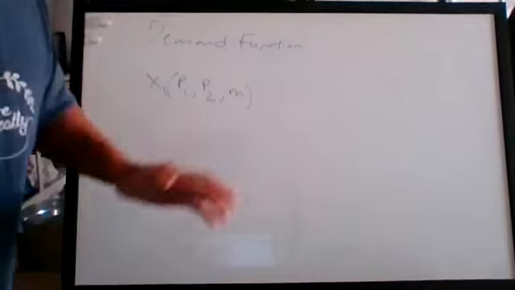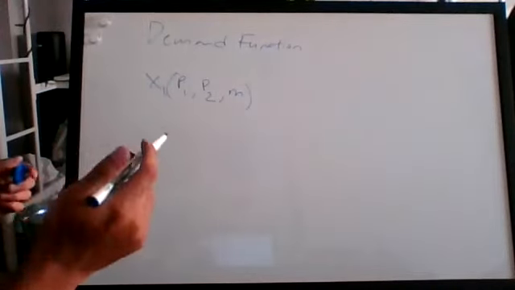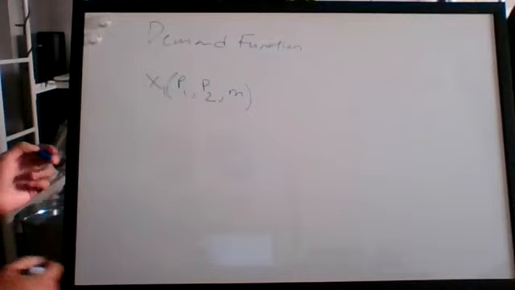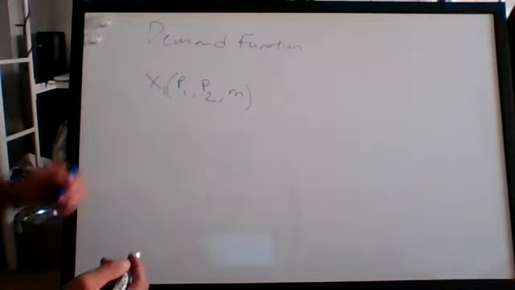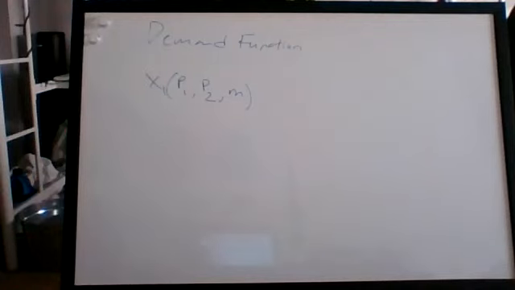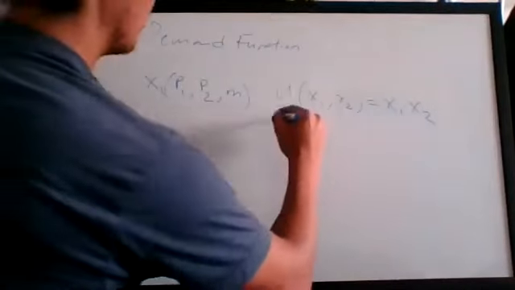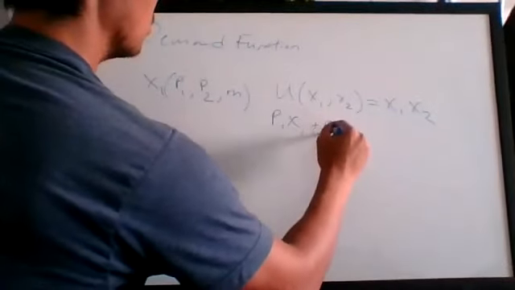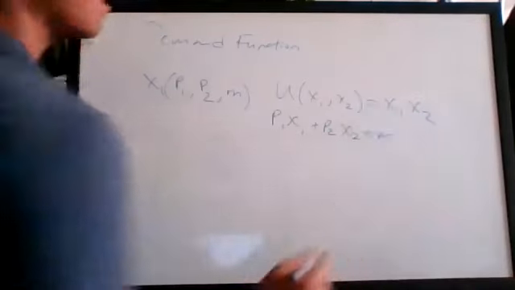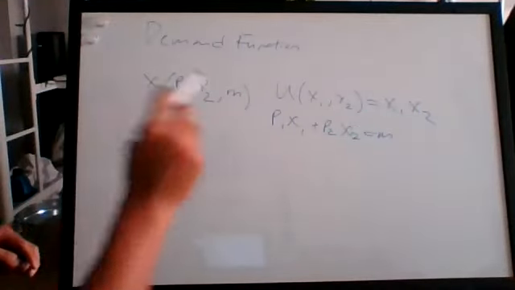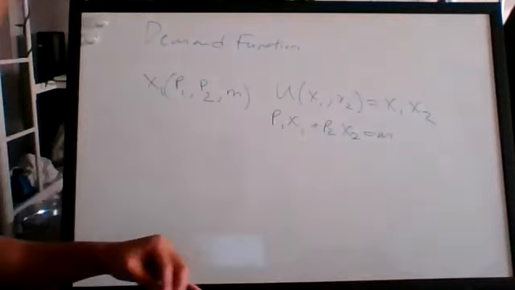So how do I even find my demand function? Finding your demand function is actually a lot easier than maybe you guys think. I'm not sure how well they covered it in class, but it's really easy once you get a hang of it. So we're going to look at what my utility function is. Let's say that we just have a classic Cobb-Douglas, x1 x2, and we have p1 x1 plus p2 x2 is equal to m. So this is about as general as it can be.